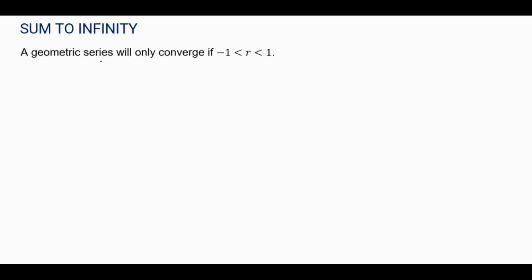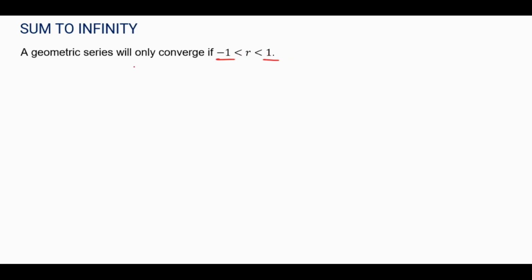Let's look at the formula for sum to infinity. A geometric series will only converge if r is between -1 and 1. What do you mean by that? So it means r can be a proper fraction, where the numerator is smaller than the denominator, and it can be negative or positive. That's what it means. Okay, right.